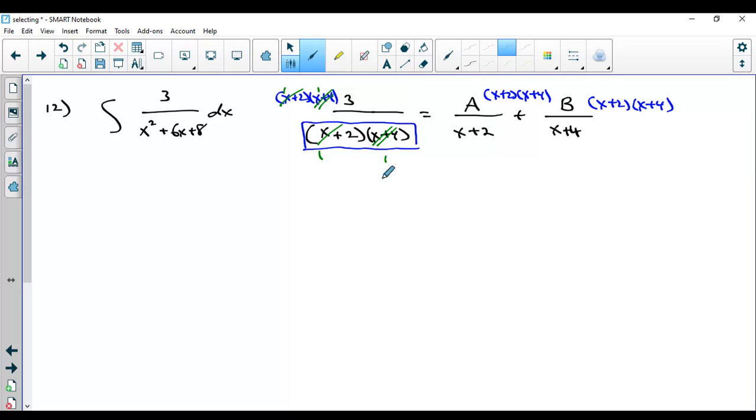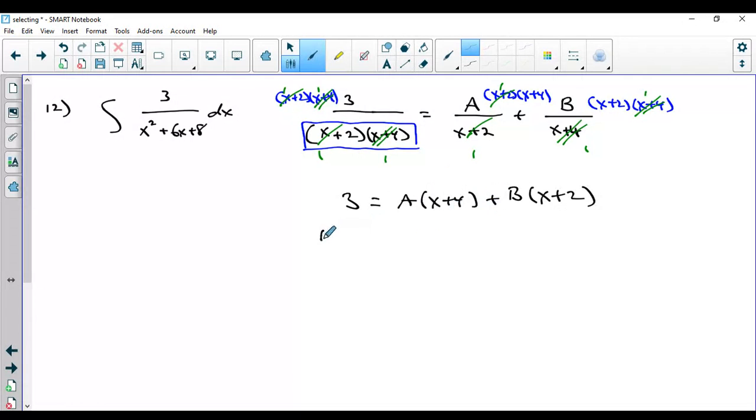So here you just get 3 over here. Here, the x plus 2's gone. Here, the x plus 4's gone. So what are you left with? You're left with 3 equals A times x plus 4 plus B times x plus 2. Now, here's the kicker of this. This is an equation that is true for all values of x. So let's pick a convenient value of x to maybe make one of these variables go away.